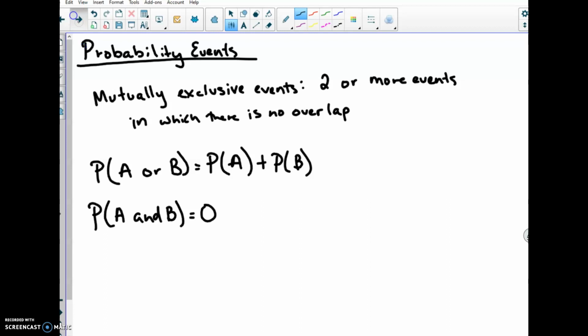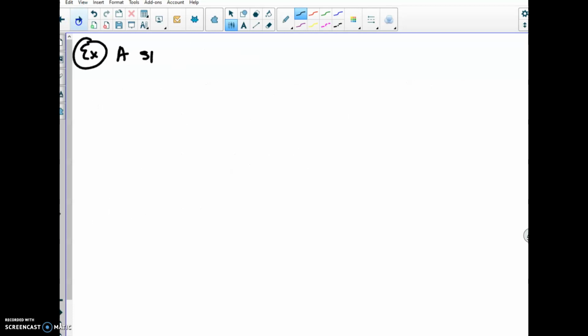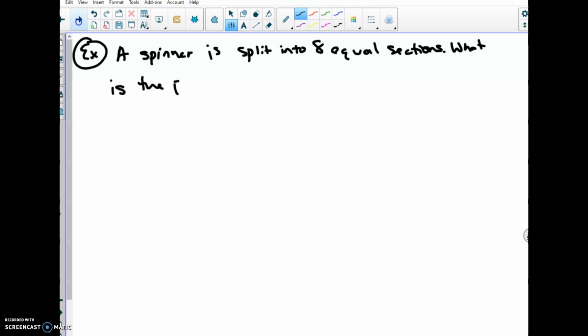So let's look at an example. A spinner is split into 8 equal sections. What is the probability of spinning a 2 or an odd number? So the first thing you want to ask yourself is, do you have a mutually exclusive event? If so, then you can continue. If not, then you just say it's null or 0.